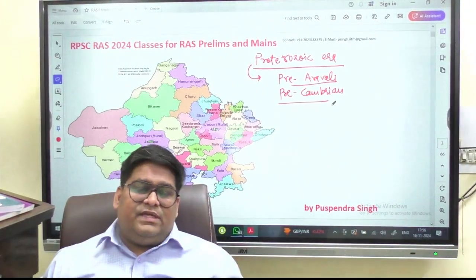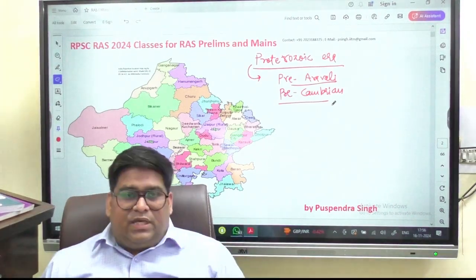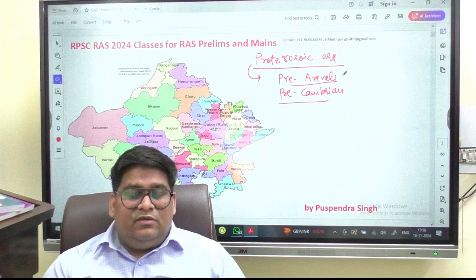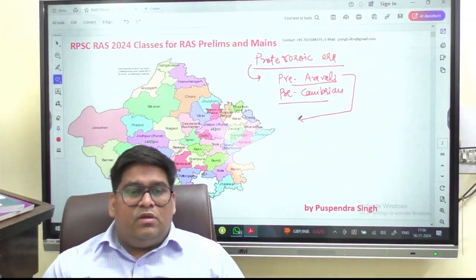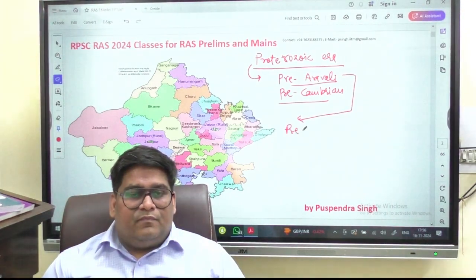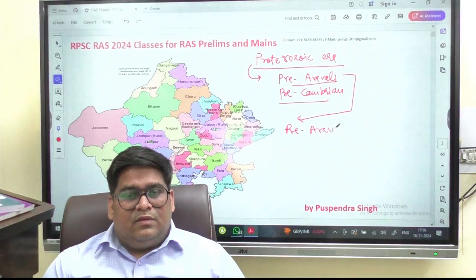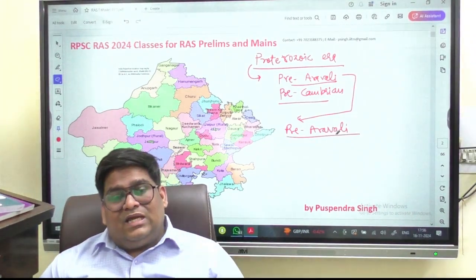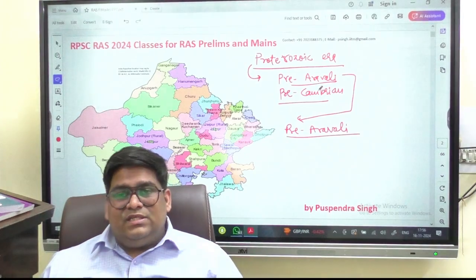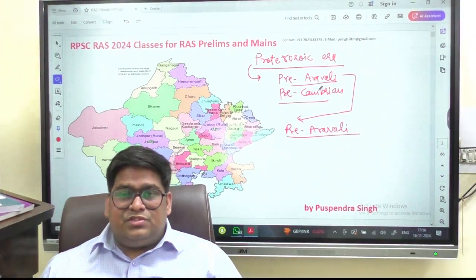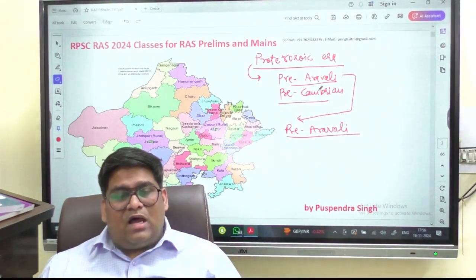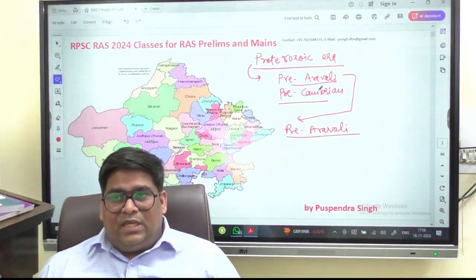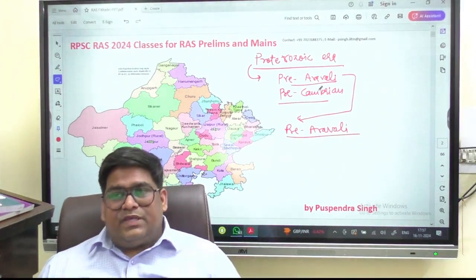Pre-Aravali, that is prior to the Aravali. Here, as you know, Aravali is one of the oldest fold mountains. Currently, this mountain is not there in its original shape. It has now just been left with the remnants. Just a few residues have been left out.